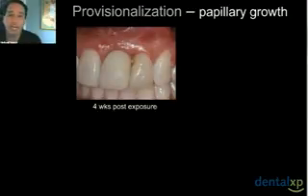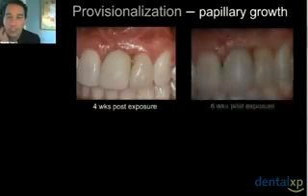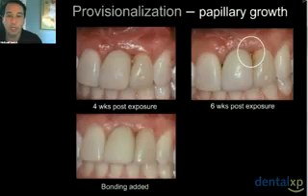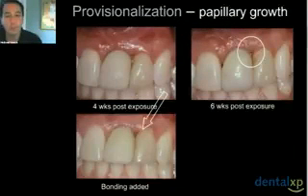And you can see that we have a lack of papilla between tooth number 9 and 10. At 6 weeks, the papilla is starting to come back, but I don't think it's going to come back. It's just too much bone loss. So I asked the dentist to add some bonding restoration to the mesial of tooth number 7. And at about 8 weeks, soft tissue is coming back, and I don't think we're going to get much more.